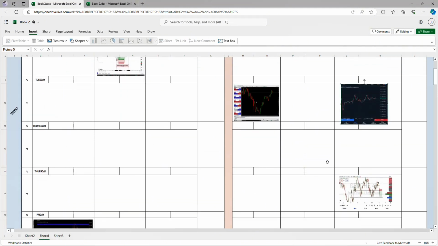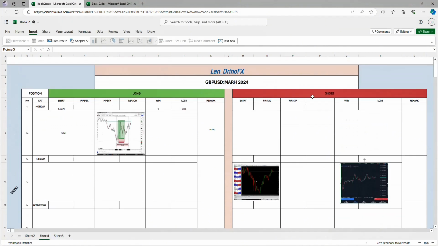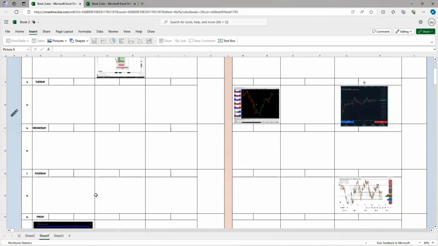So this place is going to be blank. Don't fill in anything here. Let's assume that on a Thursday, you came and you took a sell trade. So you are going to put all your sell trade here. You did not take a buy, so you are not going to fill anything here. Okay, you are going to fill everything here on a sell.